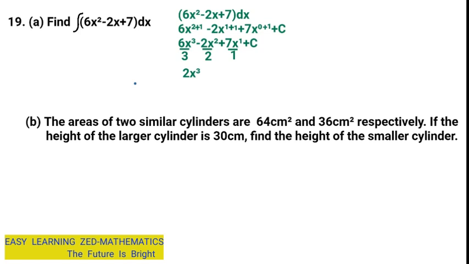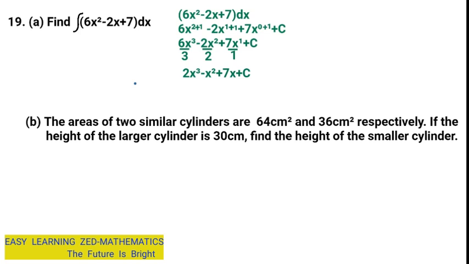Negative 2x squared divided by 2 will give us negative 1, which you can write as negative x squared, plus 7x divided by 1, we are going to have 7x. Now remember, even if I write 7x without the power 1, it is more or less like it is raised to the power 1. So we're going to say plus c. And that was the answer that was expected in an exam. It was 2x raised to the power 3 minus x squared plus 7x plus c.